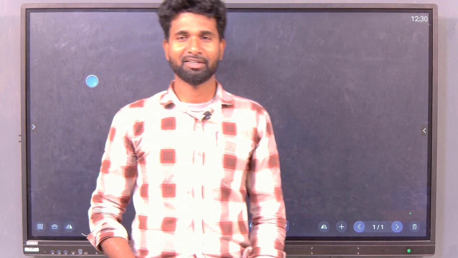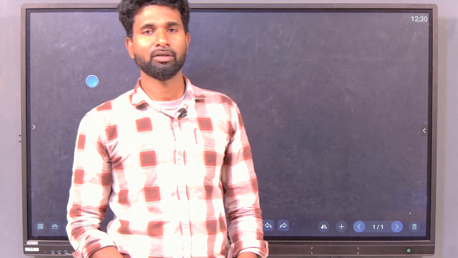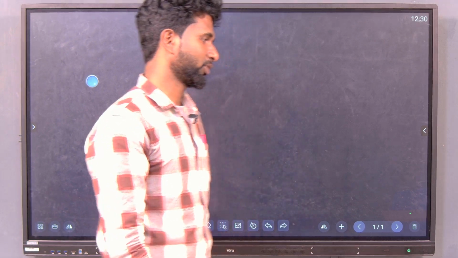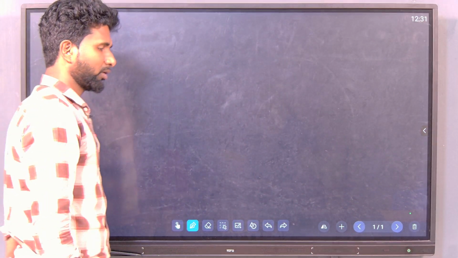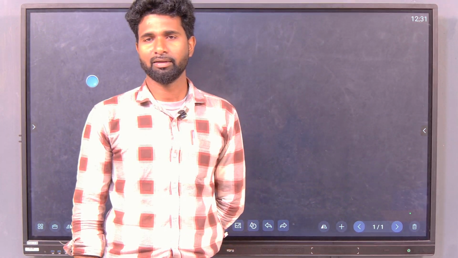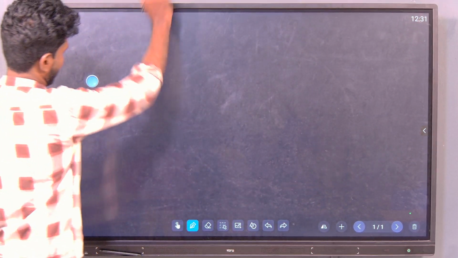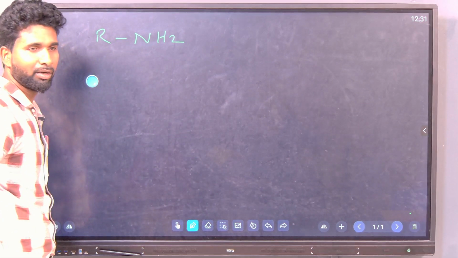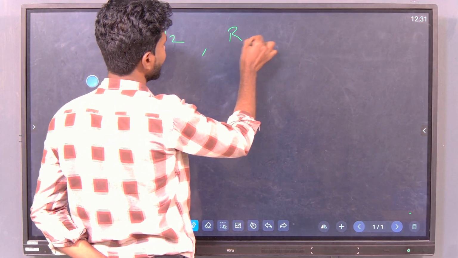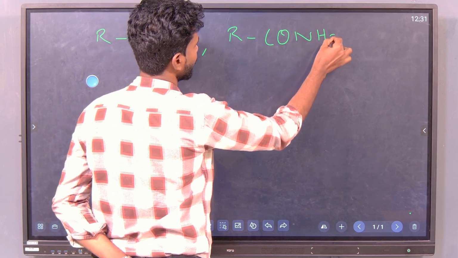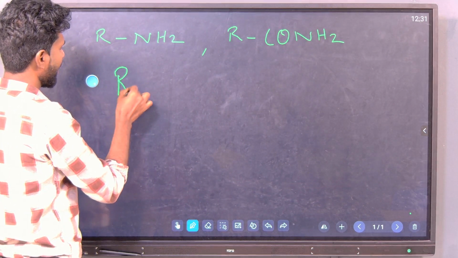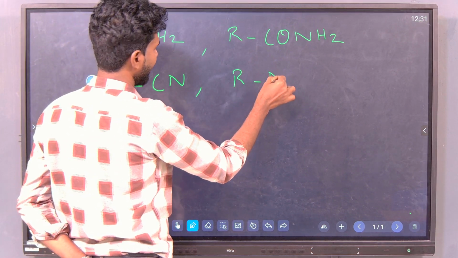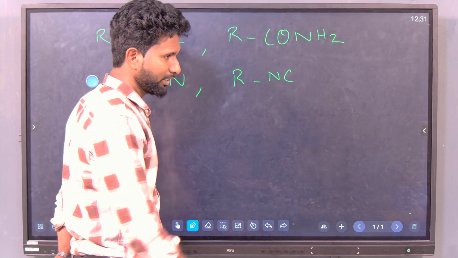Good morning to all. Today we are going to see about nitrogen containing organic compounds. Different compounds are there. For example, amines, NH2, that is alkyl amine, primary amine. Then amide, alkyl amide, CONH2. Then alkyl cyanide, RCN, then isocyanide, RNC. These are the different compounds.